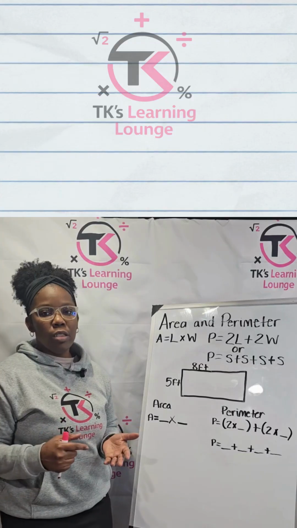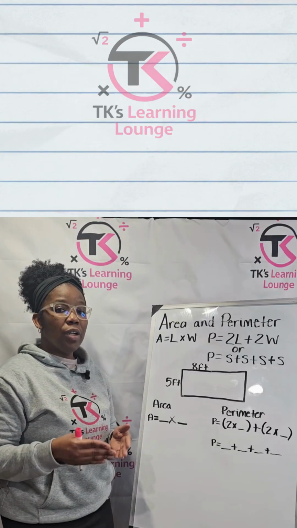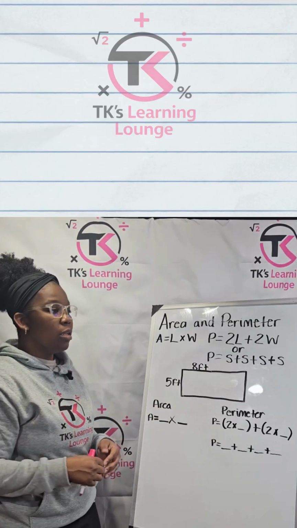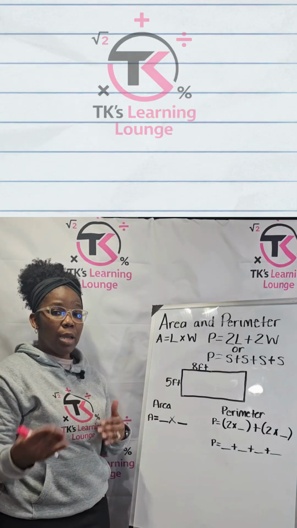So let's say you want to put new tile inside of a particular room. In order to figure that out, you need to measure the inside of that particular shape or that space. So there's this basic formula that you can use, which is area equals length times width.